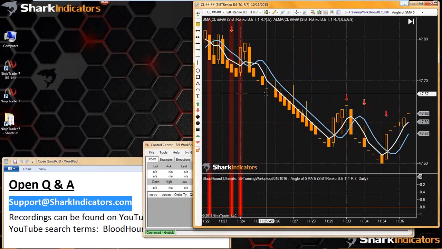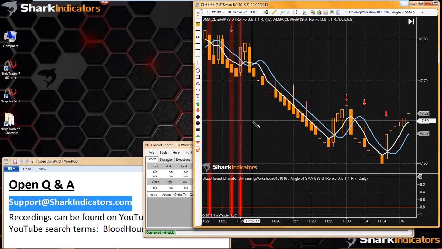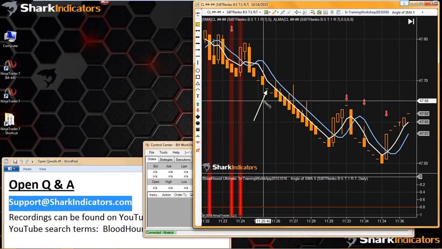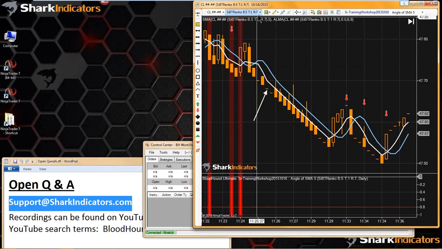Alright, and you can tell that the brick size doesn't do anything because looking at that, right, that brick has no body, so the brick size definitely doesn't do anything when it's in backtest mode.